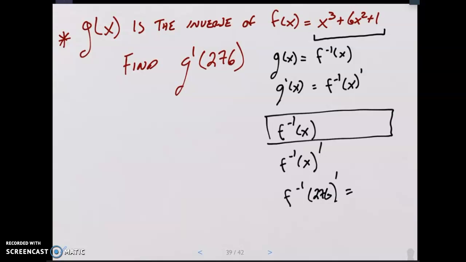The problem, though, is that we don't have the algebraic tools to do that. We don't know how to find the inverse of a cubic function with other x squareds and so on and so forth. So we're going to have to be creative here. We're going to start with a simpler function, and see if we can figure out a pattern that we can use with that simple function.